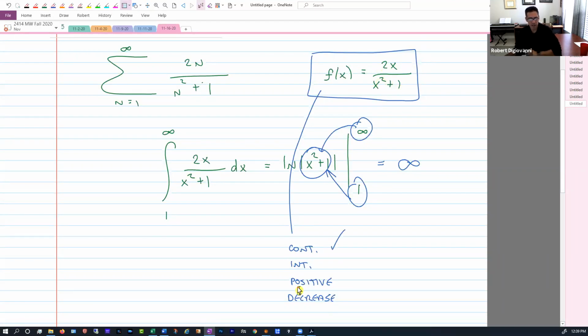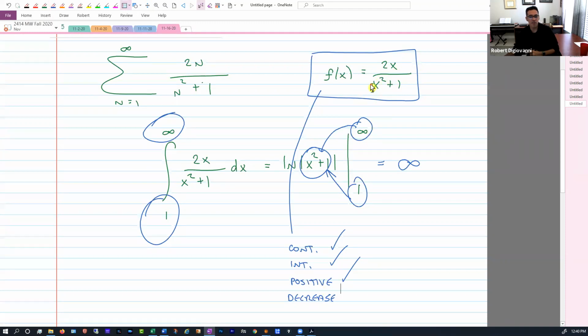So it's continuous. Is it integrable? Well, can you find the antiderivative of that? Yeah, okay, so it's integrable. Is it positive? Are you always going to get positive numbers out? Yes and no. As long as we're looking between 1 and infinity, then this is always positive, right? So that's all that matters. Is it decreasing? This is the harder one.